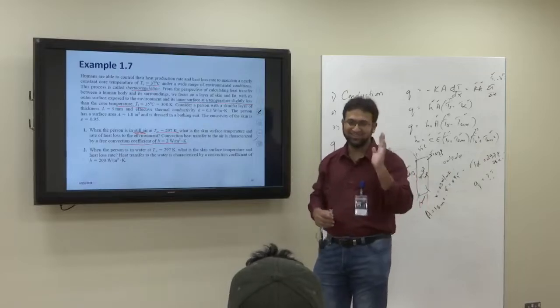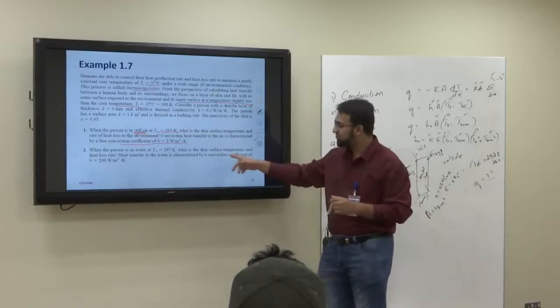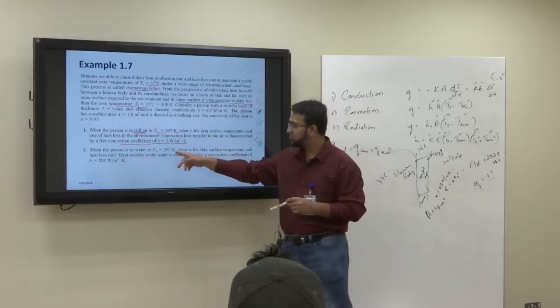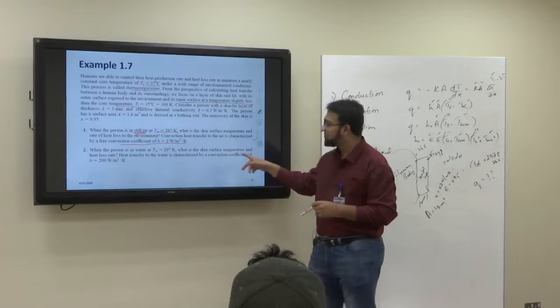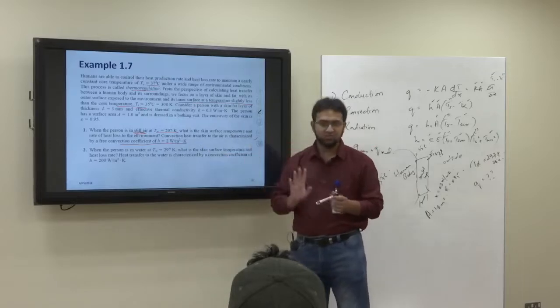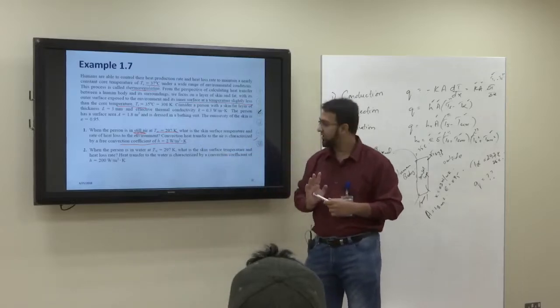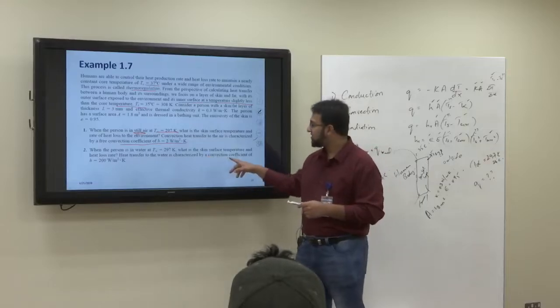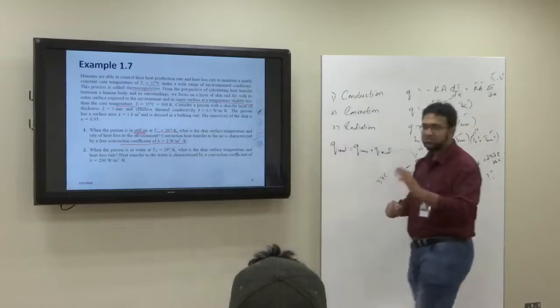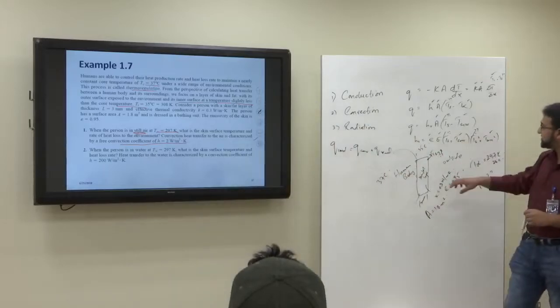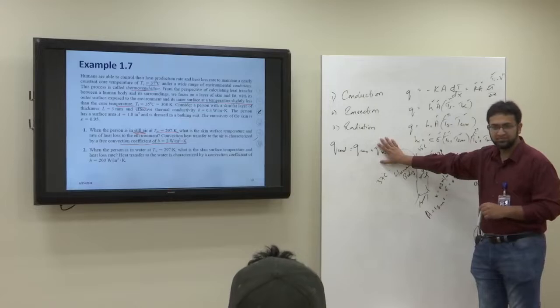No radiation, exactly. So if the person is in water, T infinity is 297 Kelvin. What is the skin surface temperature and heat loss rate? Again, the same two things we need to find. Heat transfer to the water is characterized by convection coefficient. Now h is different. So it's the same problem, only this time radiation is not there.